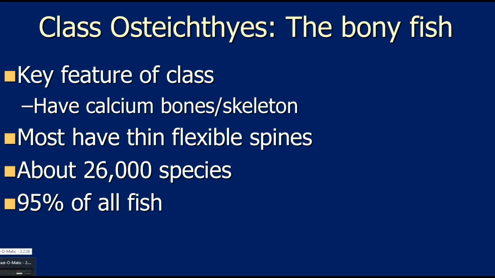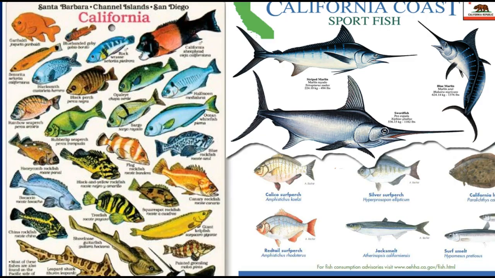Now, most of these are thin, flexible spines, not as thick as your bones, and there's about 26,000 different kinds of fish in the ocean. This accounts for about 95% of all the fish. They belong to this particular class. The other 5% belong to Chondrichthyes and Agnatha.